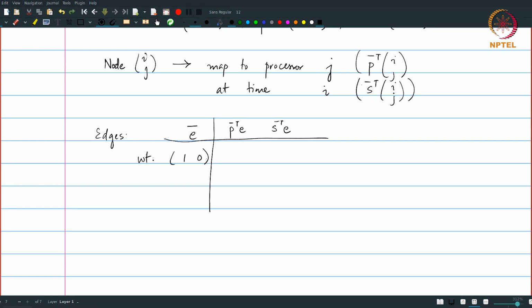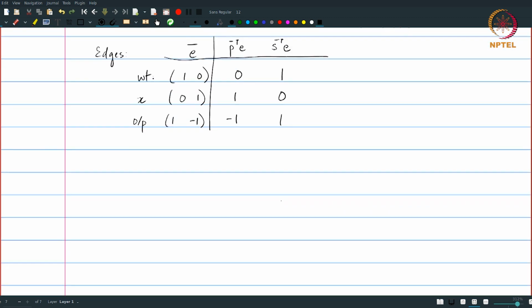1, 0, which has a P transpose E of 0 and an S transpose E of 1. The input X corresponds to 0, 1, which has P transpose E equal to 1, S transpose E equal to 0. And the output Y corresponds to 1, minus 1, which corresponds to a P transpose E of minus 1 and a S transpose E of plus 1. What does an architecture for this look like? Or a block diagram for this? Once again, the weights remain where they are.